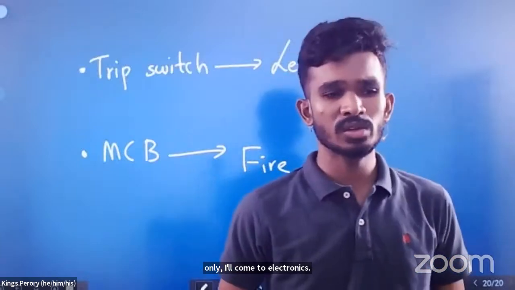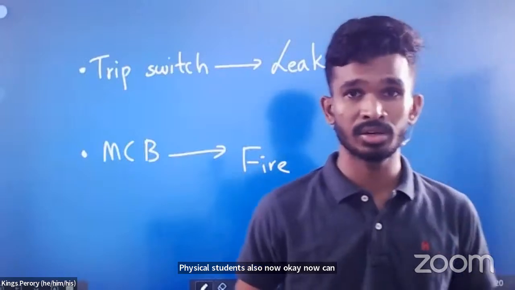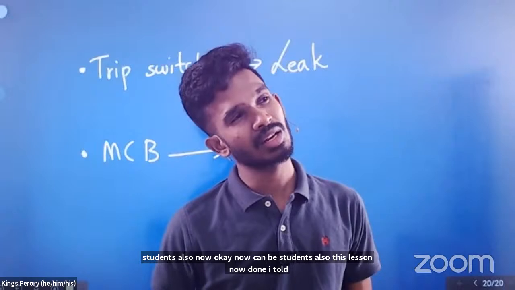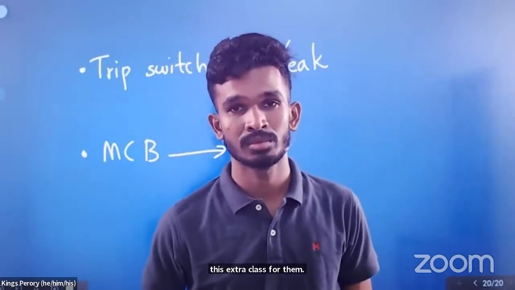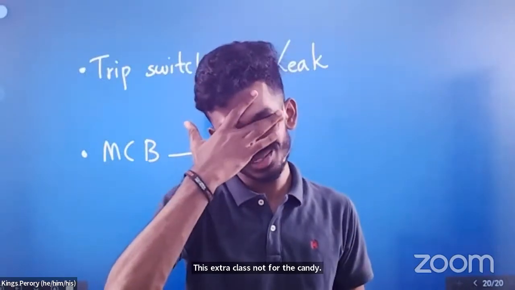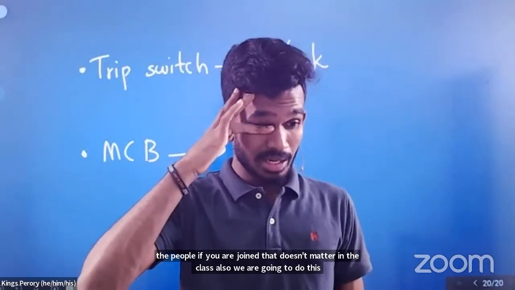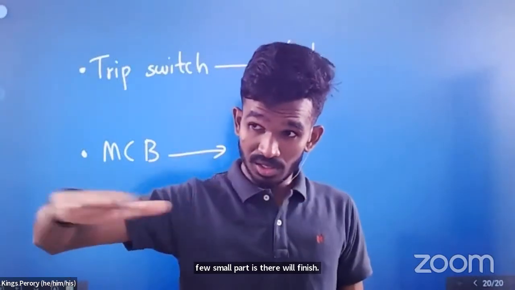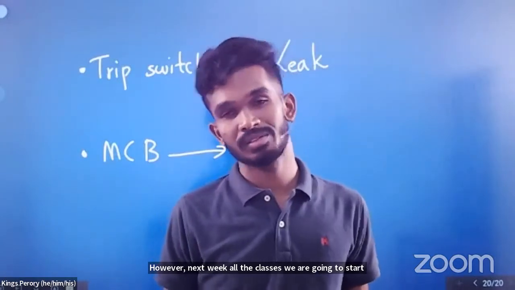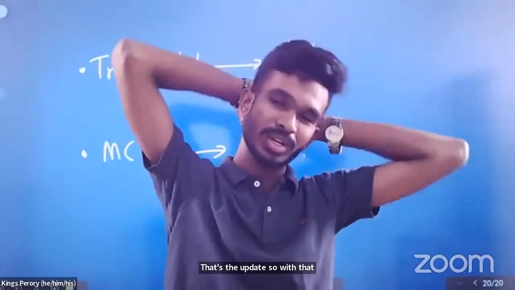Physical students are also okay now. Candy students also, this lesson is now done. I told you, this extra class is for them, not for the Candy people. If you have joined, that doesn't matter. In the class also, we are going to do these few small parts and finish. Next week, in all the classes, we are going to start electrochemistry. That's the update. With that, my work plan is over for these two days.